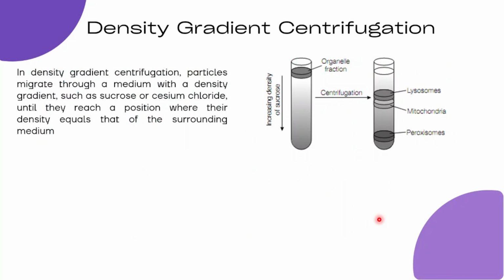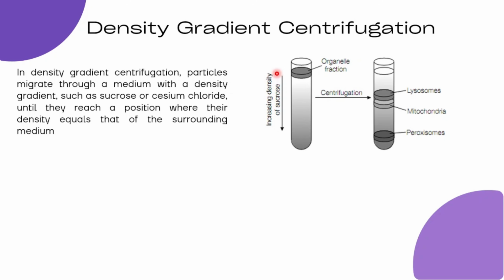Next, we look at density gradient centrifugation. In density gradient centrifugation, the particles migrate through a medium with a density gradient, such as sucrose, until they reach a position where their density equals that of the surrounding medium.